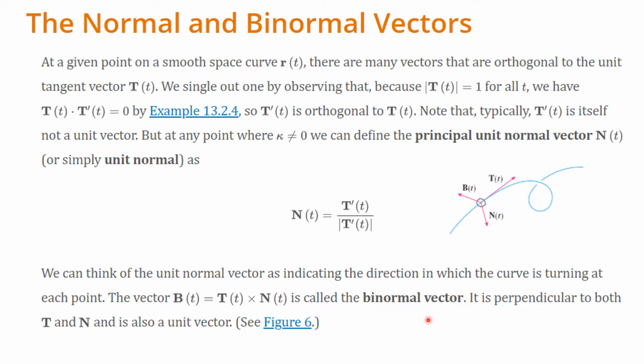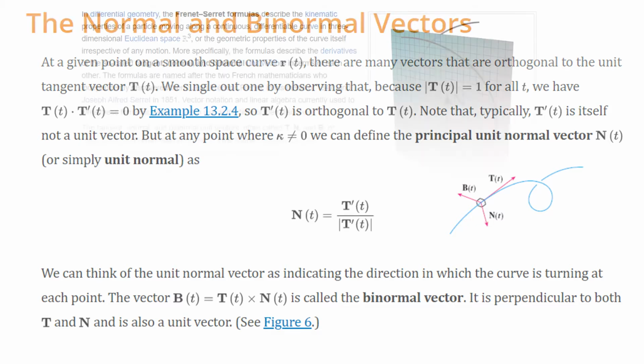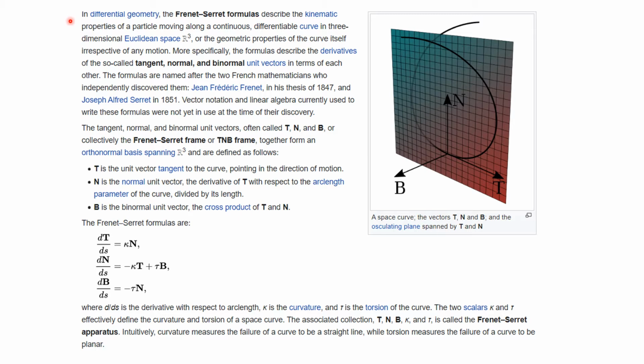The vector capital B of t equal to capital T of t cross product with capital N of t is called the binormal vector because it's perpendicular to both T and N and is also a unit vector. And here's a picture showing what's happening. So B of t is perpendicular to those unit vectors. This is very important in differential geometry.